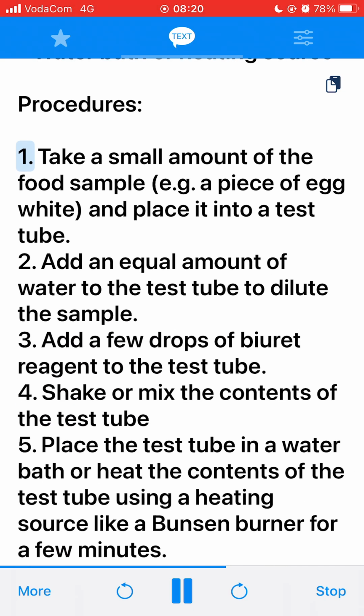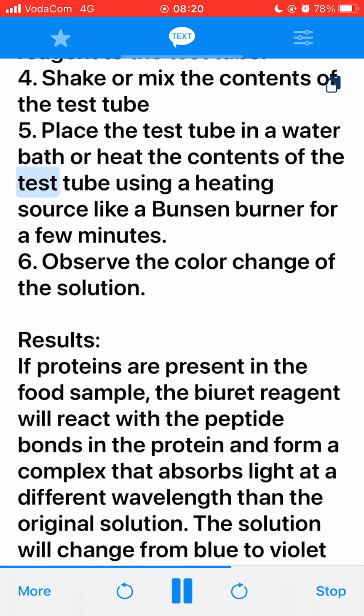Procedures. 1. Take a small amount of the food sample, e.g., a piece of egg white, and place it into a test tube. 2. Add an equal amount of water to the test tube to dilute the sample. 3. Add a few drops of biuret reagent to the test tube. 4. Shake or mix the contents of the test tube. 5. Place the test tube in a water bath or heat the contents using a heating source like a Bunsen burner for a few minutes. 6. Observe the color change of the solution.